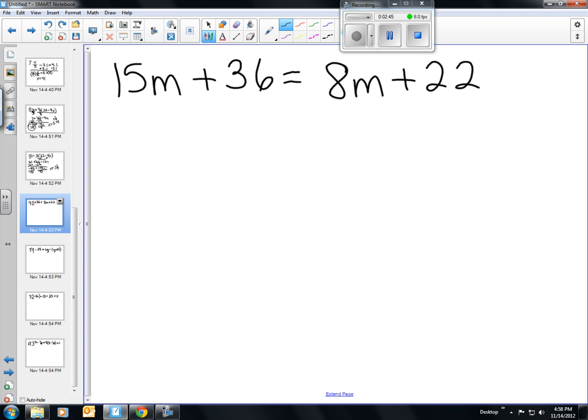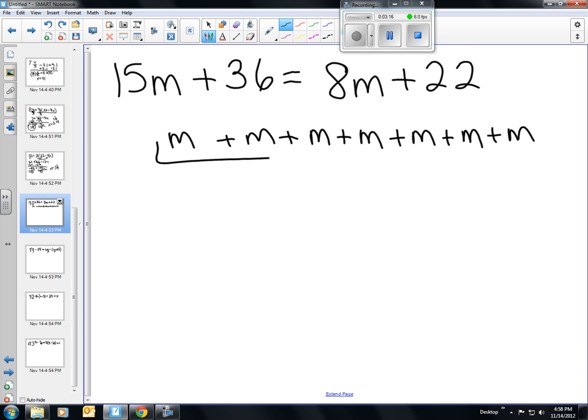Now we have an equation where we have variables on both sides of the equation, so it's not as simple as just working backward of the order of operations. What we want to do here is get all of the terms with m in them on one side of the equation, and all the single numbers on the other side. So if I've got 8 m's over here, I can think of this as m plus m plus m plus m plus m plus m plus m plus m, 8 times.